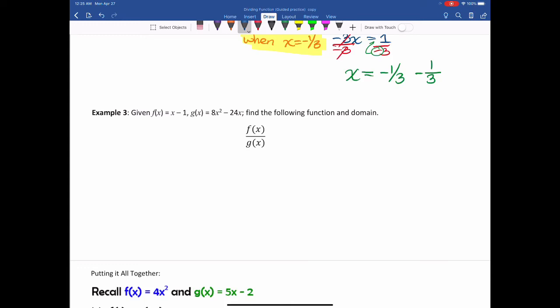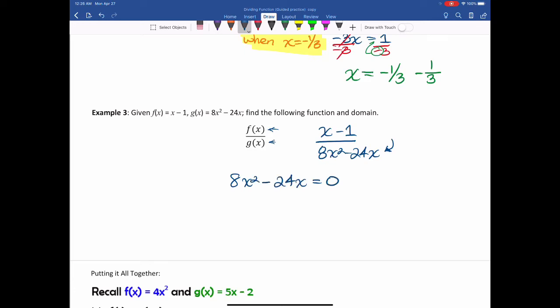Moving on to example 3 here. We've got the f function on top and the g function on the bottom, so I'm going to go ahead and write it that way. So the f function is x minus 1, and the g function is 8x squared minus 24x. Now there's quite a bit more going on in this particular function, especially when it comes to the denominator. So we're going to set that denominator equal to 0.